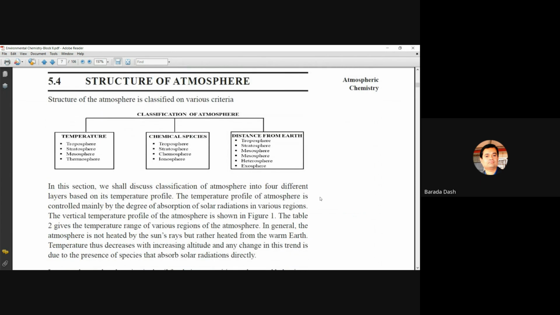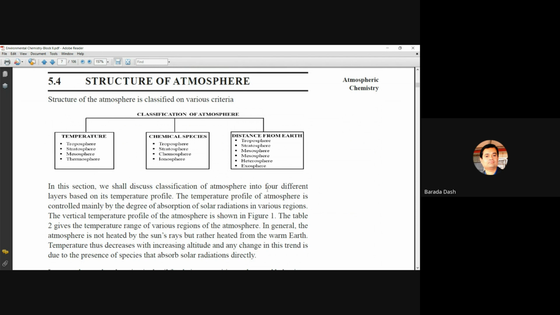The atmosphere is classified on various criteria: temperature, chemical species, and distance from the earth. Basically, immediately above our head is the place which is called the troposphere. Next to that, the stratosphere. Next to that, the mesosphere. Next to that, the thermosphere.